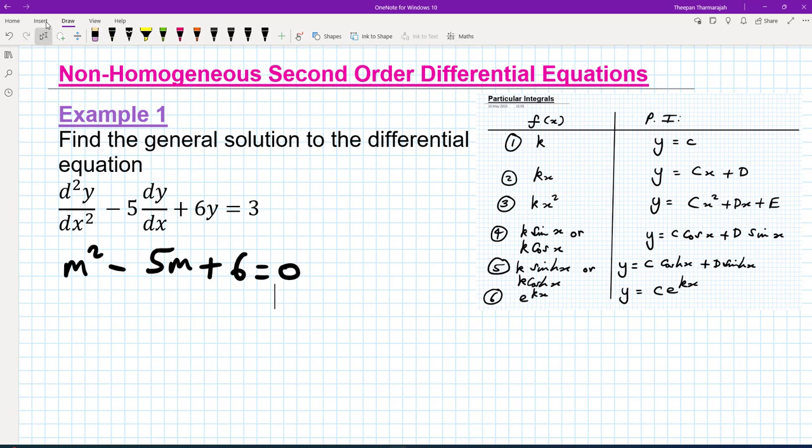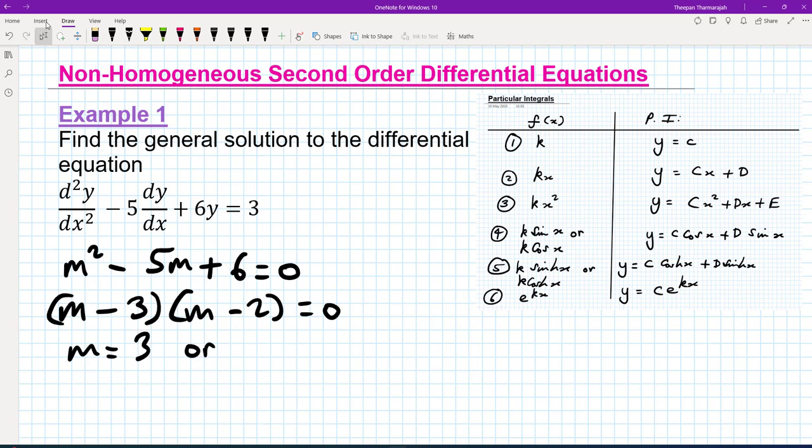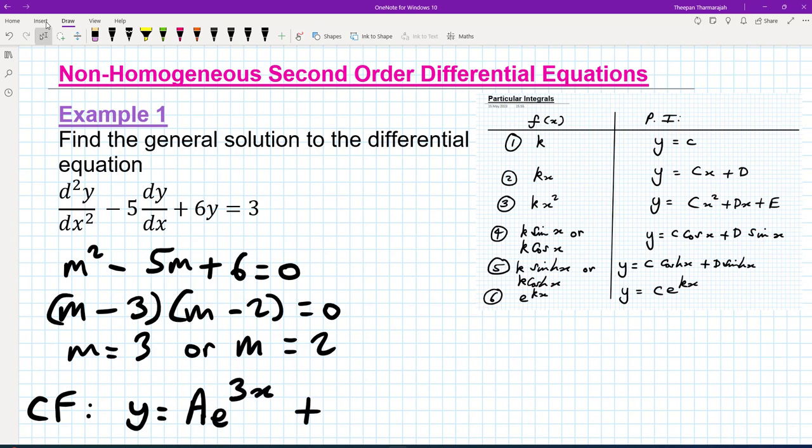So we can factorize this to give me m minus 3 and m minus 2 respectively equals 0. So our roots are m equals 3 or m equals 2. So we can say our CF is that y equals a times e to the power of 3x plus b times e to the power of 2x.